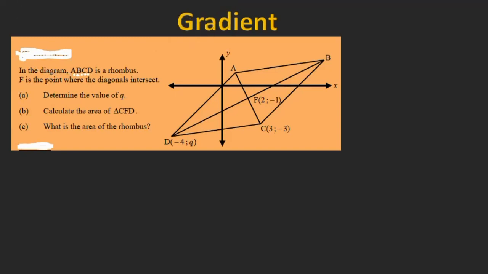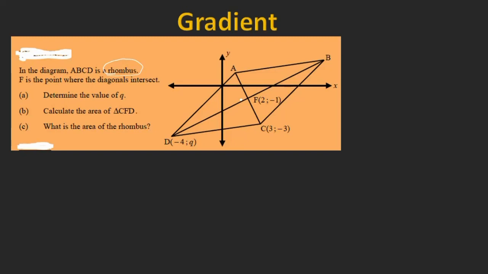So here, it says in the diagram ABCD, you have a rhombus. Now that's a bold statement. Remember that all the time. We have a rhombus, which means we must apply all properties of a rhombus here in this figure that we are given. They're saying F is a point where diagonals intersect. So here's the point F, right? And it already has a coordinate.